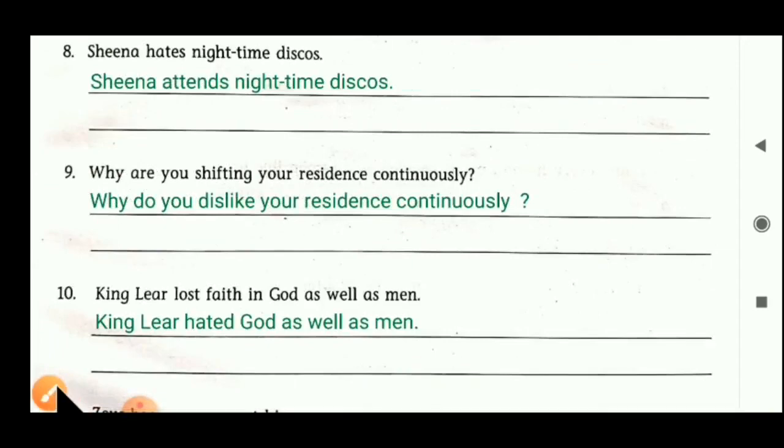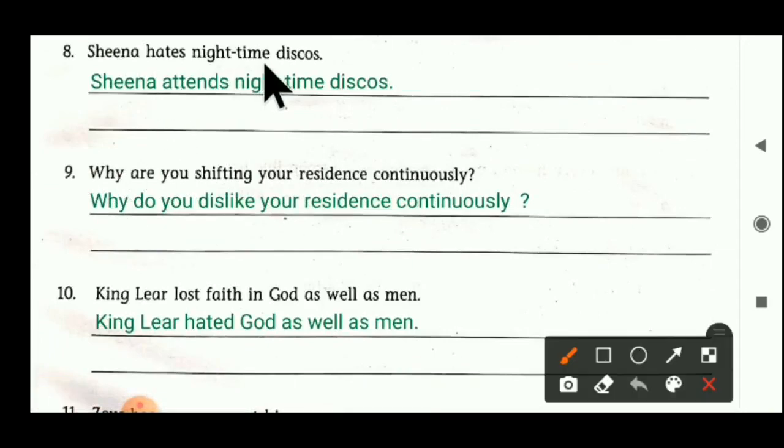Sina heads night-time discos. Here the word heads is used as a verb. Here heads is a stative verb. We have to convert it into a dynamic verb. Now what happens? See, Sina attends night-time discos. Here I used attends as a dynamic verb.